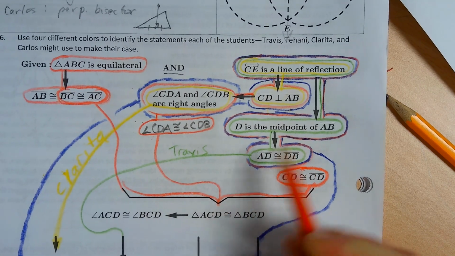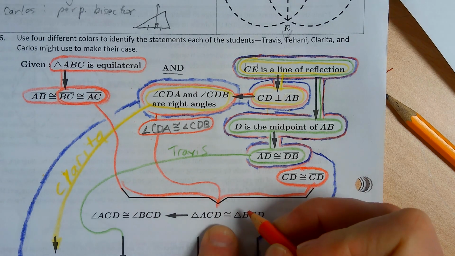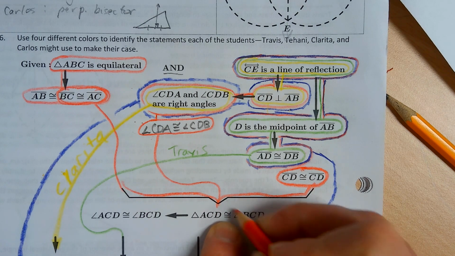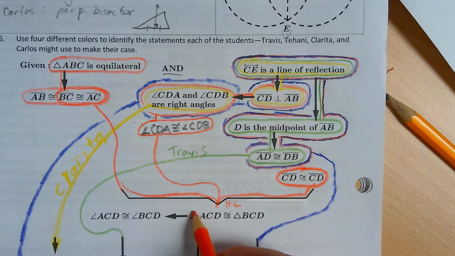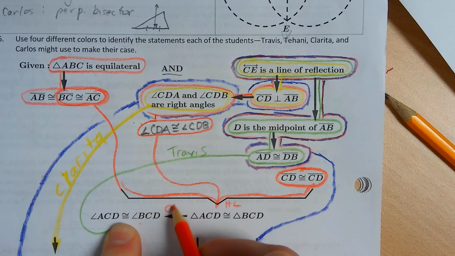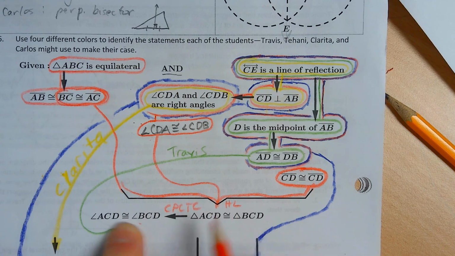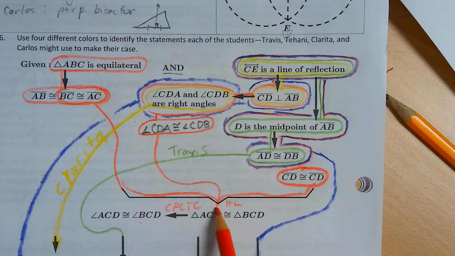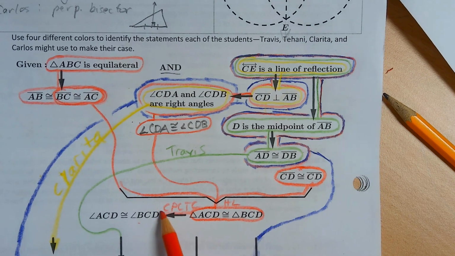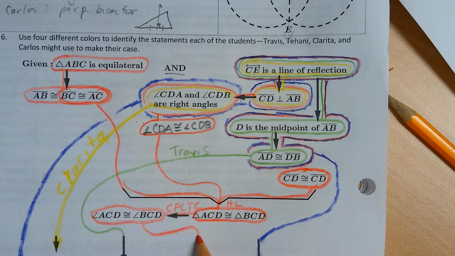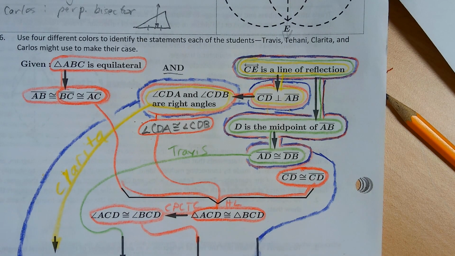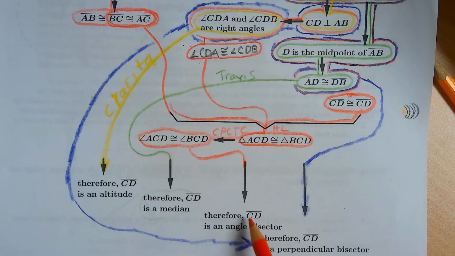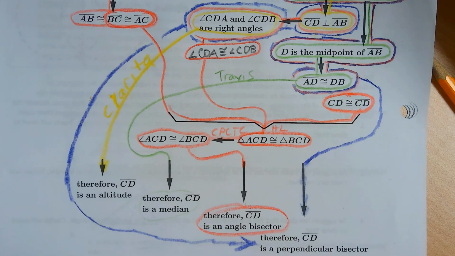Okay, finally, we prove that the two side triangles are the same using hypotenuse leg. If the two side triangles are the same, then these two angles are the same, CPCTC, which means that corresponding parts of congruent triangles are congruent. If these angles are congruent, then it is an angle bisector. Thanks, Tahani, that was a lot. No, just kidding, I loved it. But we got there.